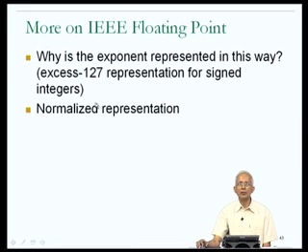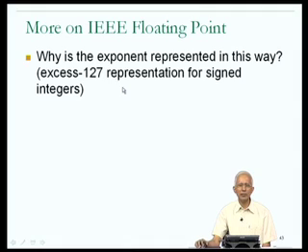Okay? So the question is, why do they use the excess 127 representation instead of using something else? And the answer is that in the excess 127 representation, it is much easier to compare values. Right? It is easier to determine whether one value is positive and one value is negative, and to compare values than with sign magnitude representation or the 2's complement representation.